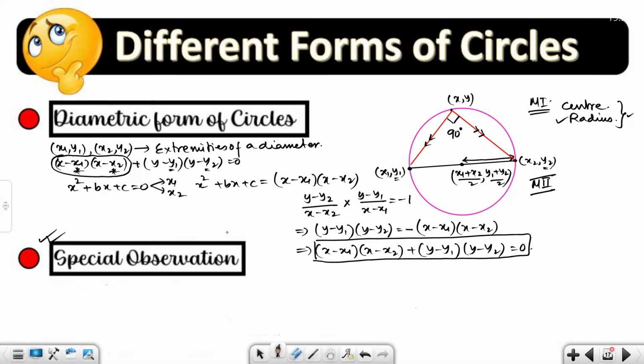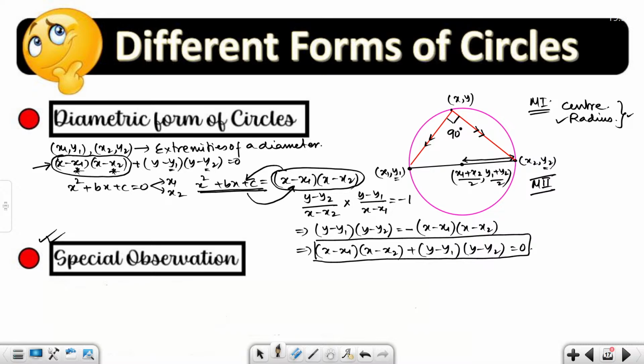Listen to this carefully, because JEE has already given a question based on this. Whenever a quadratic equation is given in x, and we know that two roots are x1 and x2, then we can write this thing as x minus x1 into x minus x2. So the first form of this diametric form will be nothing but x minus x1 into x minus x2, which is the same as the quadratic equation given to you in terms of x.